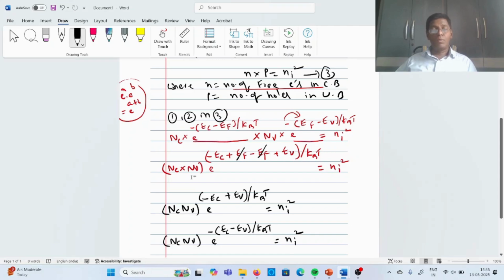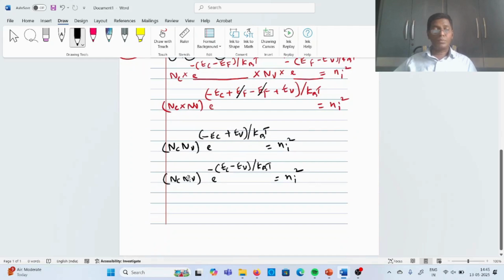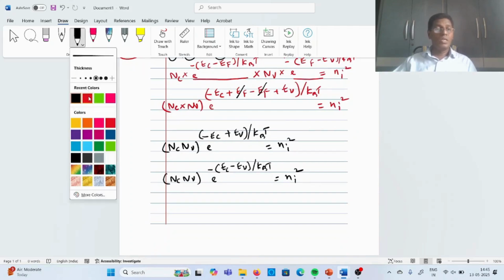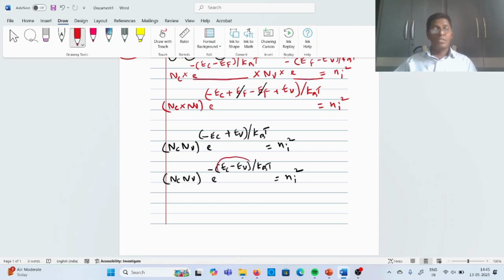Now already in this equation, Ec is known as conduction band energy, and Ev is known as valency band energy. I am subtracting conduction band and valency band. To understand properly, I am drawing this energy band diagram. Okay. Now this is a valency band here.